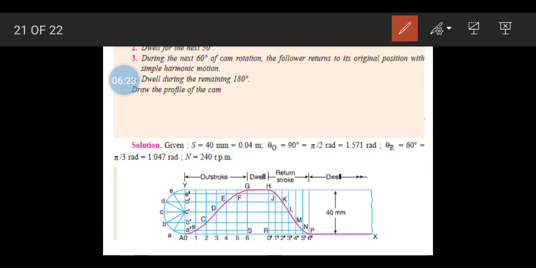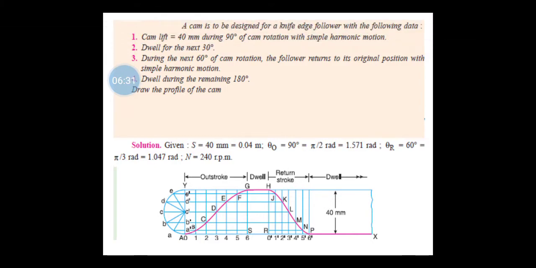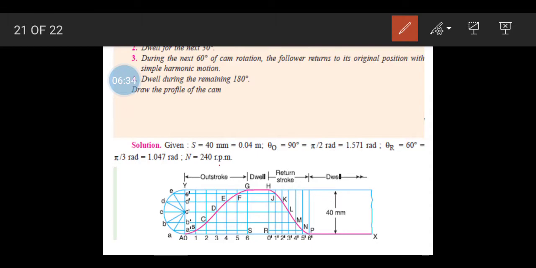So what I will do is I will just write down all the angles of return stroke as well as of other. So here, the first one is the outstroke, which is at an angle of 90 degrees. Then there is a dwell of 30 degrees. Once again, the return stroke is 60 degrees, and after that there is a remaining dwell of 180 degrees. So according to the scale we will be constructing a line, and we will indicate outstroke, dwell, return stroke, and the last dwell. Now once we construct this, as we know, this is a simple harmonic motion displacement diagram.